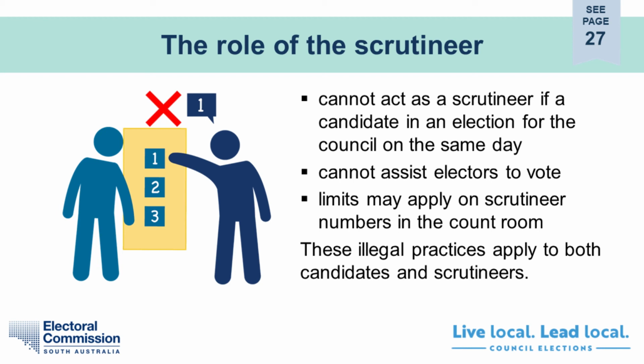Keep in mind that any illegal practices that apply to you also apply to your scrutineers as they act on your behalf. To appoint scrutineers, you will be required to complete a scrutineer authority form, which will be forwarded to you following nomination close. Scrutineers must bring the completed form with them when they arrive to observe the scrutiny and count. Scrutiny and count details will be provided to candidates following nomination close. No more than 2 scrutineers per candidate are permitted in the scrutiny and count room at the same time.